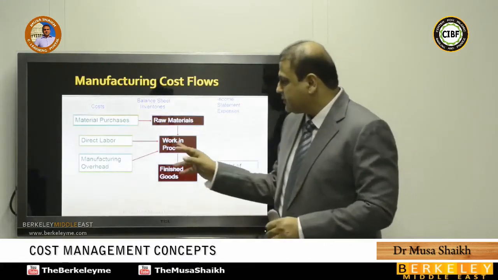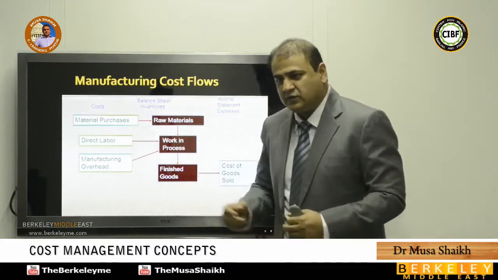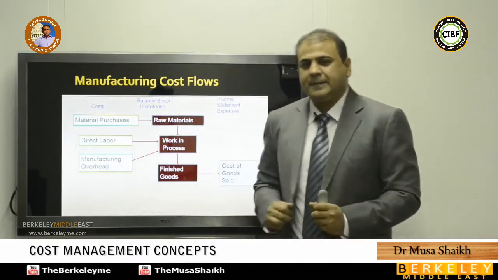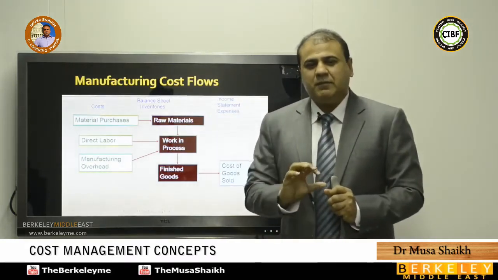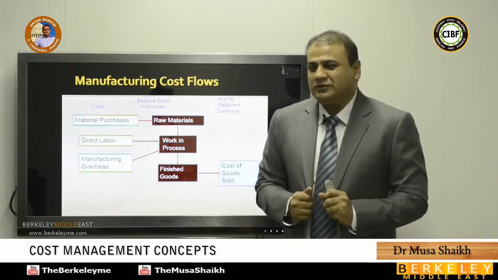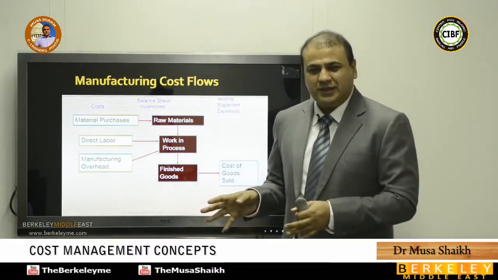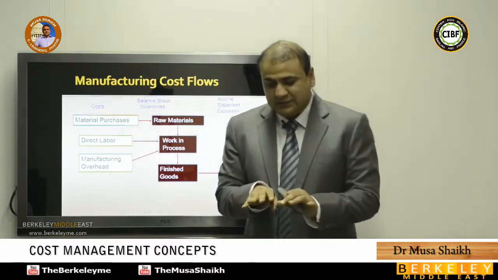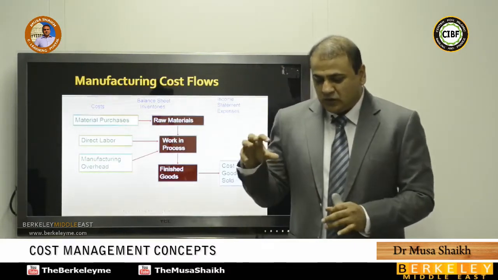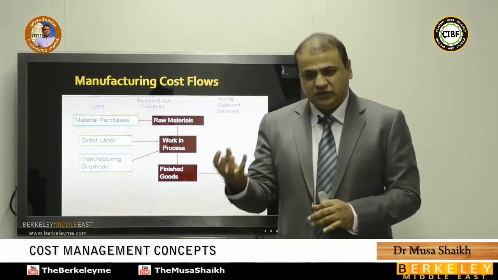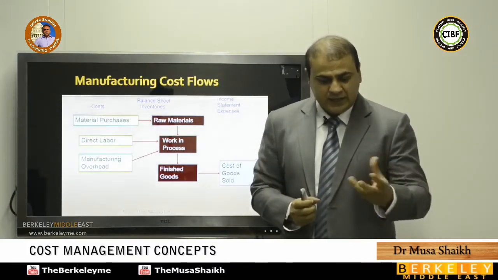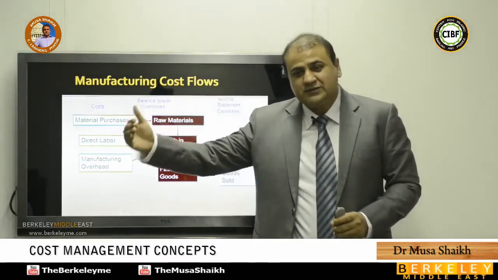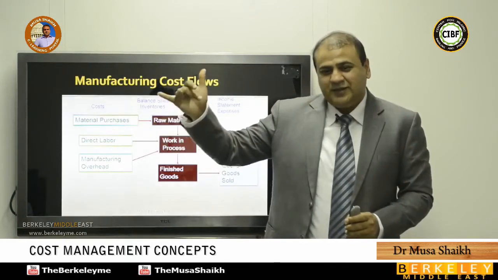And one more shape is called work in process. What is work in process? Suppose you were planning to make chicken madbi, for example. So you start grilling the chicken, and in the same way you start cooking the rice. I'm explaining work in process. So I took chicken as raw material, and I took rice as raw material. My main target is the finished good, that is chicken madbi.